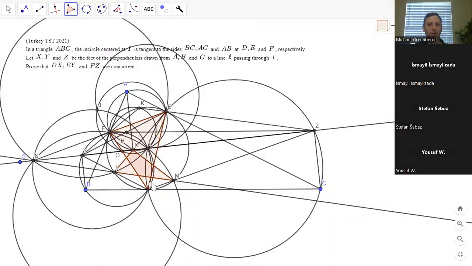What if we try to use Desargues? So ML and EF meet at N, and then FD and XM meet at F, and XL and DE meet at E, and EF and N are collinear. So then that would mean that DX. Okay, now I'm confused. No, I don't think I did that right.